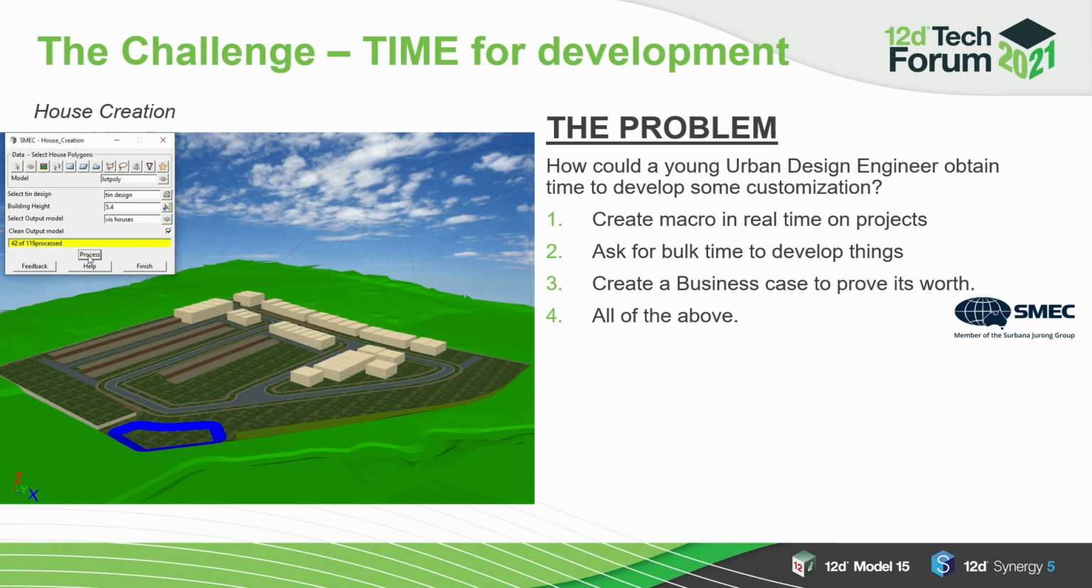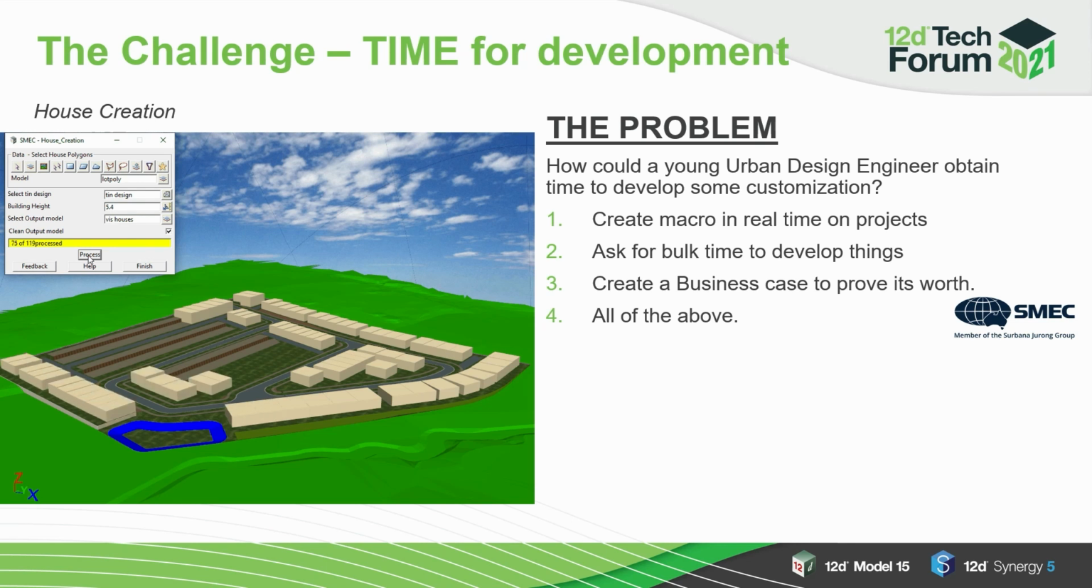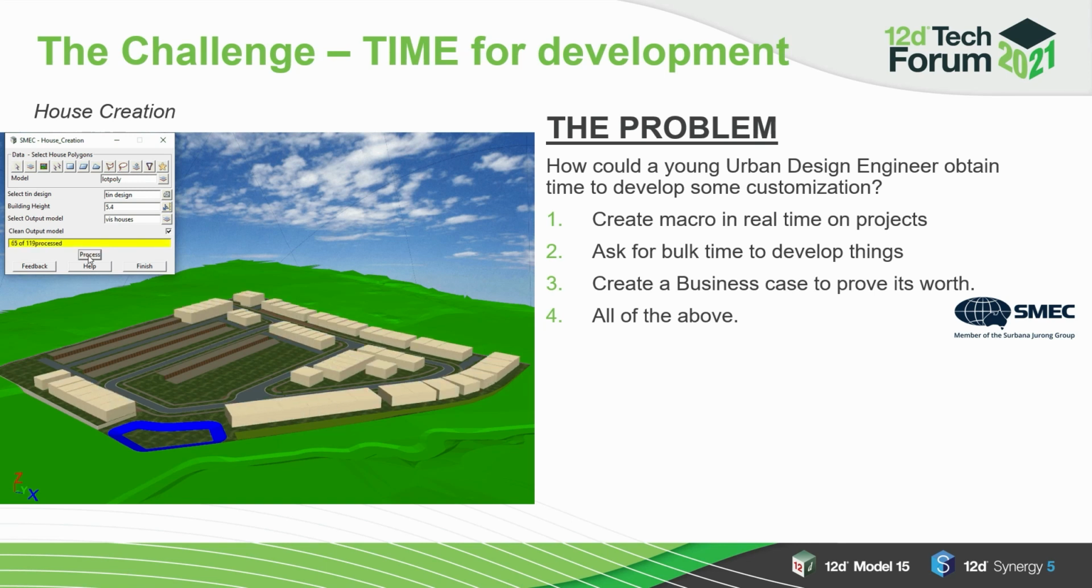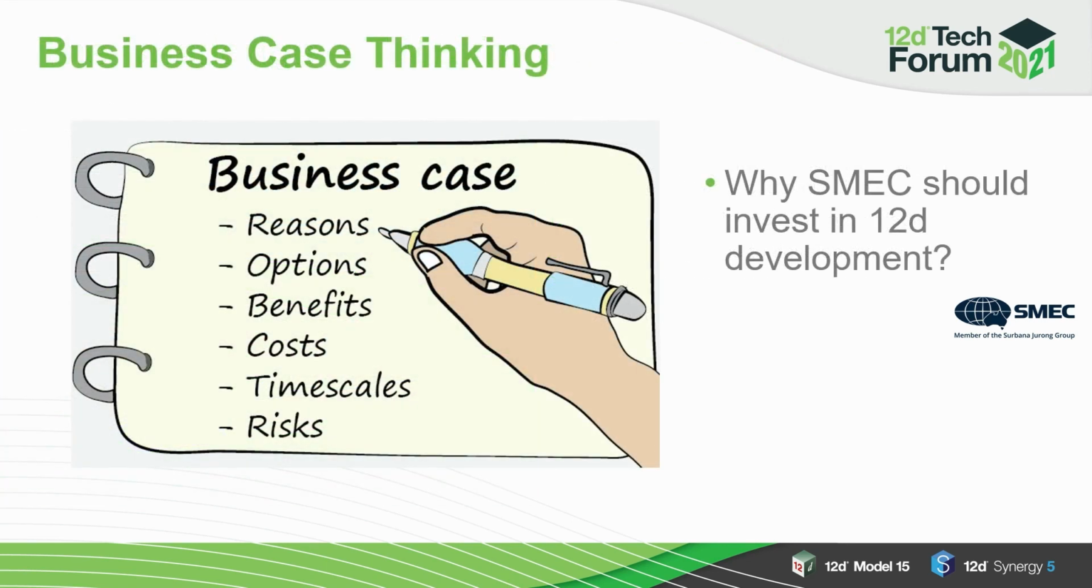So how could I do it? Create macros in real time on projects to prove their benefit and value? I could ask for time or generate a business case to prove its worth. The answer was D, all of the above. I firstly created macros that would provide benefits on current projects that I was involved with. And once I had enough programs in the bank, I decided it was time for a business case. Rather than having to explain or demonstrate numerous times the value that these programs have, I thought a business case would provide managers higher up the line with information required to approve time spent improving the system for everybody.